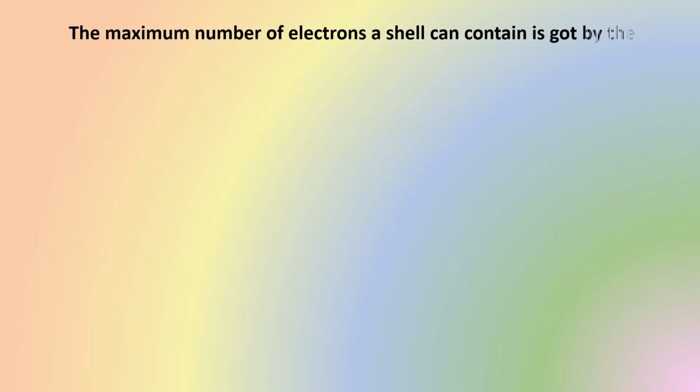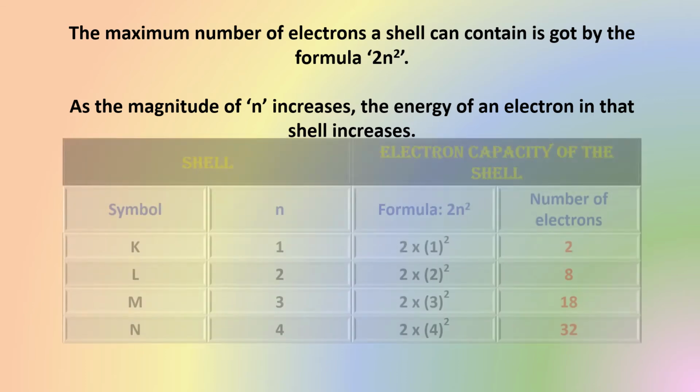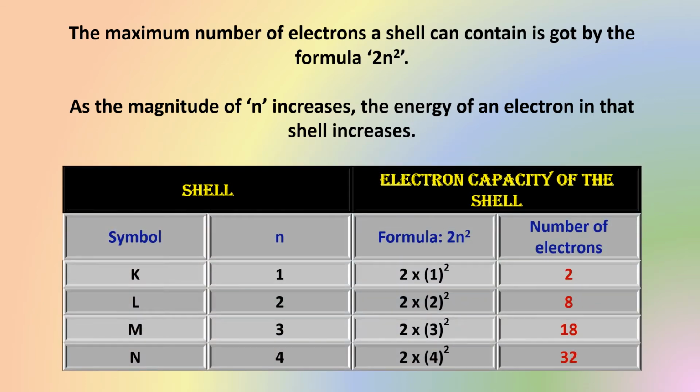The maximum number of electrons that a shell can contain is got by this formula 2n square. As the magnitude of n increases, that means when n becomes 1, from 1 becomes 2, and then from 2 n becomes 3, the energy of an electron in that shell increases. Now, how do we calculate according to this formula 2n square?